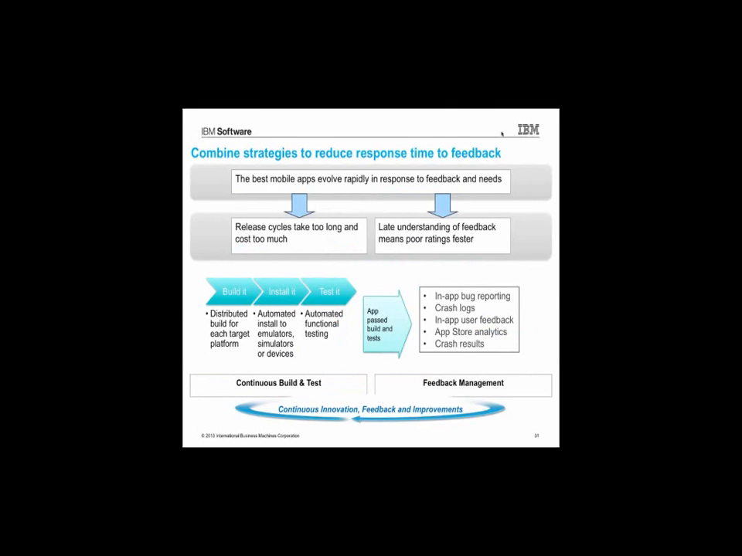All right, so with that said, let me just start to conclude here. We advocate that you combine strategies to reduce your time to feedback. On the left-hand side, part of it was doing this continuous build and test process. And then if you marry that up with this feedback management that we talked about with mobile quality assurance, you can really dramatically improve your continuous integration and feedback loop.